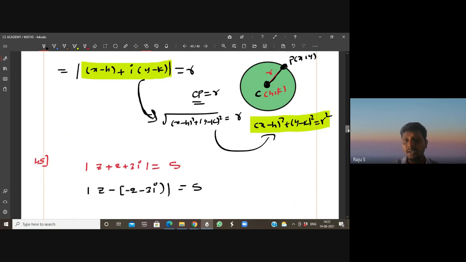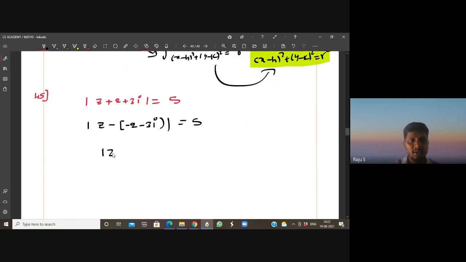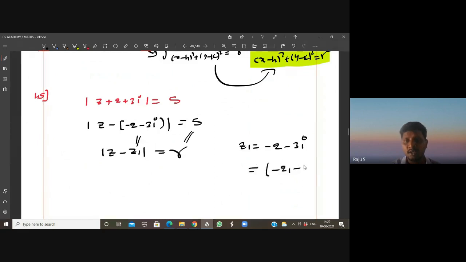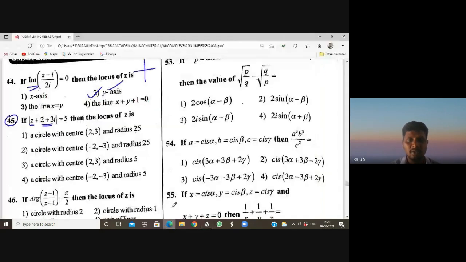Now this you can compare with, I told you very clearly, modulus of z minus z1 is equal to R. So R value is clearly 5. What is the z1 number? Z1, I said, will represent the center. What is the z1 when I compare these two? Minus 2 minus 3 iota. When you convert it into a point, shall I write minus 2 comma minus 3? Am I right? So now this is the center. What is the center here? Minus 2 minus 3. What is the radius here? 5. Center at minus 2 minus 3. Radius will be 5.